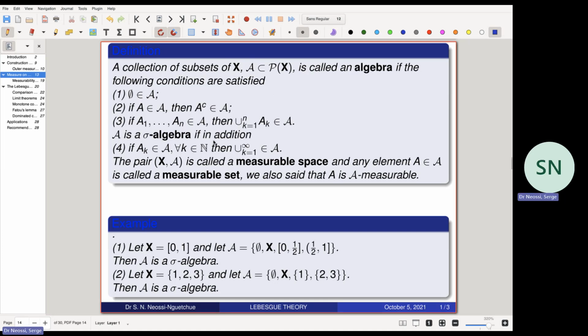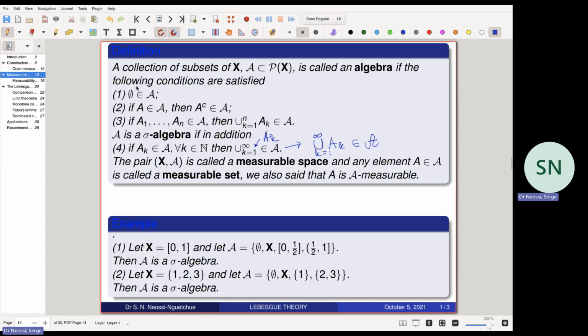Now, if besides being an algebra, it satisfies a fourth condition, we will call it a sigma algebra. So what is the fourth condition that an algebra should satisfy to be called a sigma algebra? It is that if you take not a finite number of elements of A, but a sequence of elements of A, the countable union of the elements of that sequence is still in A. Actually, there's a missing index here, we should have a K here. So this is what we should have: the union of AK, where K runs from 1 to infinity, should be in A.